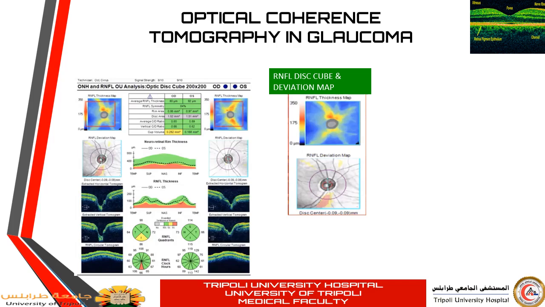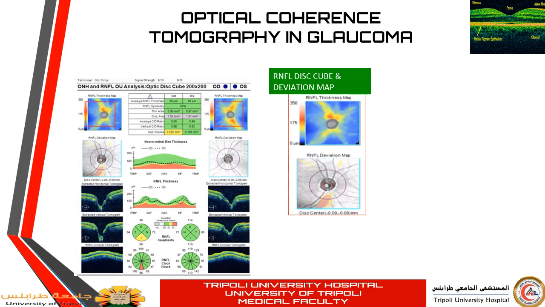So after comparing the data from the patient with the normative data for his age and his refractive error, now the deviation map in the lower part, which appears gray in color, gives you the deviation. Now you can see in this image that he has redness in the infero-nasal or inferotemporal part of the optic disc. So this indicates that there is thinning or abnormality here.